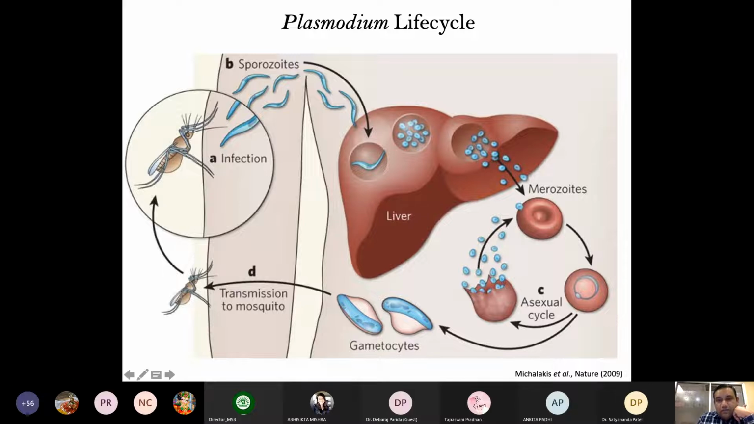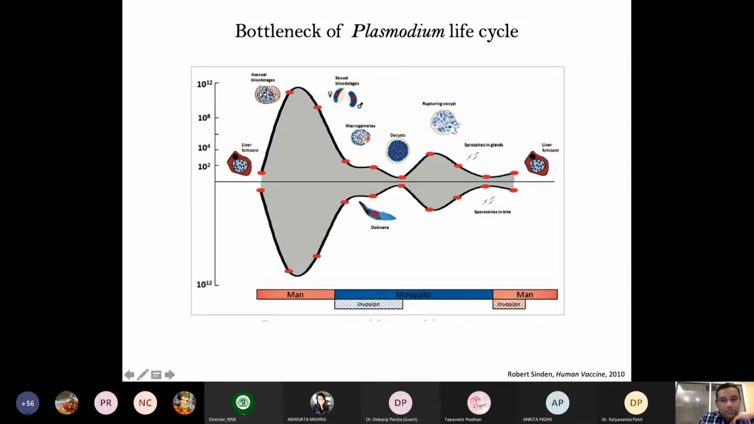As you can see in this cycle, there are certain bottlenecks in the parasite's number. So I will describe that bottleneck here. On the y-axis, what you are seeing is the average number of parasites. I will start with this: from the liver it is coming to the blood. From the liver, the number is basically between tens and hundreds. But the replication is so high that once it comes to the blood, the number of the parasite can go to trillions.